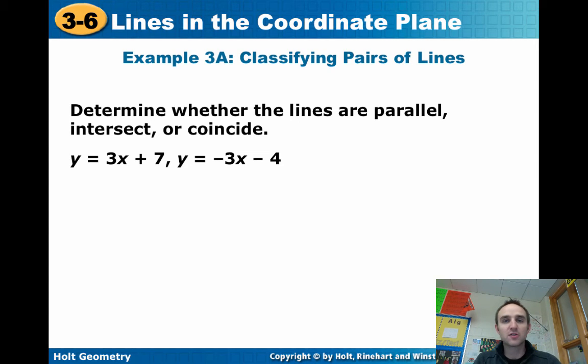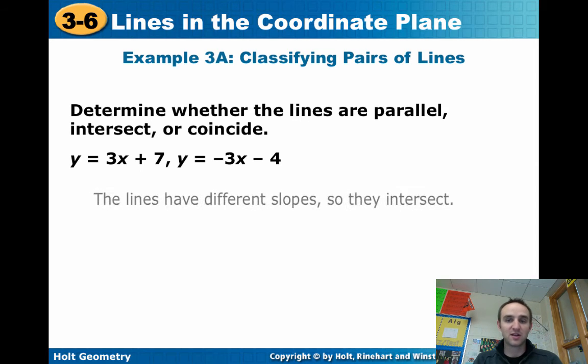Well, here you can tell the slopes right away. They're both in y equals mx plus b. The first one, we've got a slope of 3. Second one, we've got a slope of negative 3. Well, those are different, so these are intersecting lines.